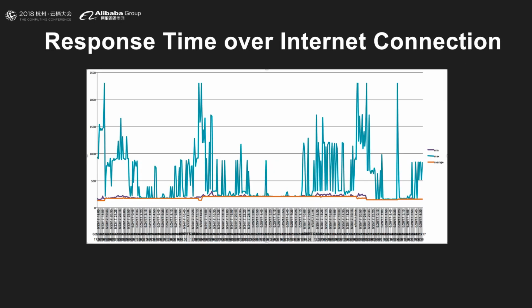So based on the gaming acceleration solution, let's have a look at the network comparison result. This chart is for the response time over the original internet connection. You can see the maximum response time presented in the blue line fluctuated obviously, and the average response time in the orange line is around 200 milliseconds.